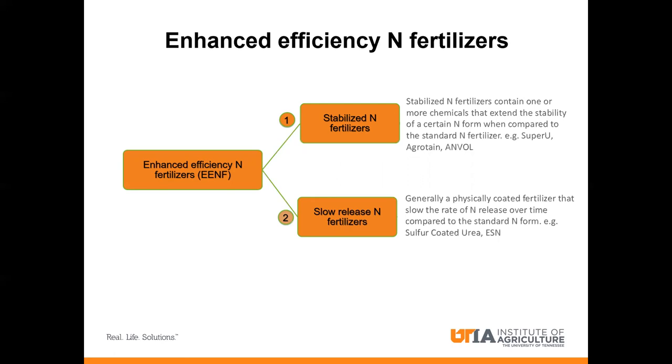So the stabilized nitrogen fertilizer may contain one or more chemicals that extend the stability of the standard form of that nitrogen compared to the untreated form. And examples will include SuperU, Agrotain, and Anvil. The second class is the slow-release nitrogen fertilizer. This pretty much, you're putting a physical coating on that fertilizer to slow the release of nitrogen over time. Examples include sulfur-coated urea as well as environmentally smart nitrogen, or ESN.